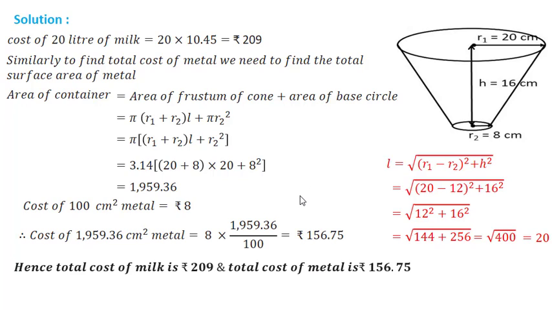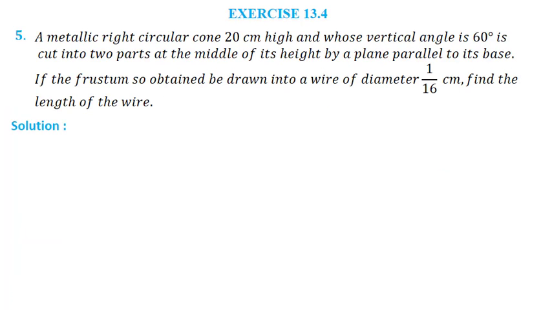Hence I will say the total cost of milk is rupees 209 and total cost of metal is rupees 156.75. So this is how we calculated the cost of milk and cost of metal. Now let us see this fifth question. A metallic right circular cone 20 cm high and whose vertical angle is 60 degree is cut into two parts at the middle of its height by a plane parallel to its base. If the frustum so obtained be drawn into a wire of diameter 1/16 cm, find the length of wire.